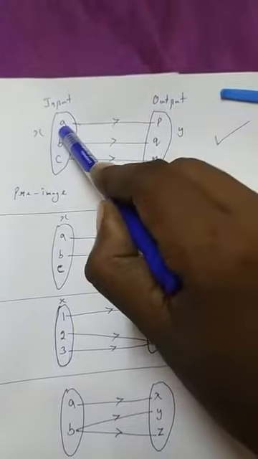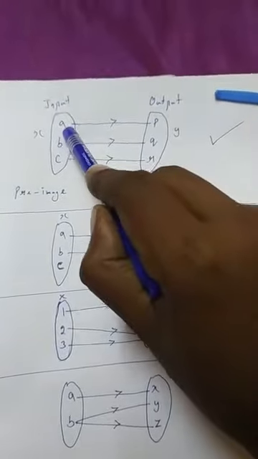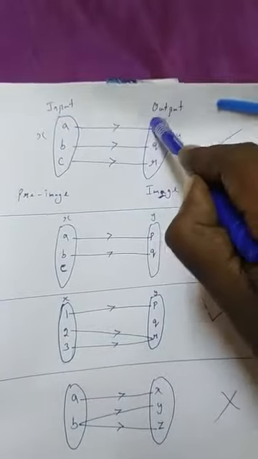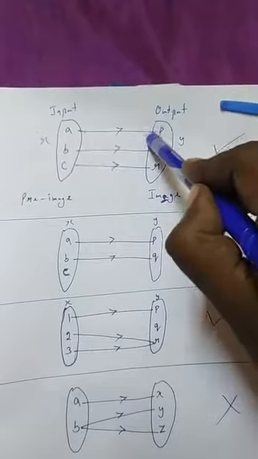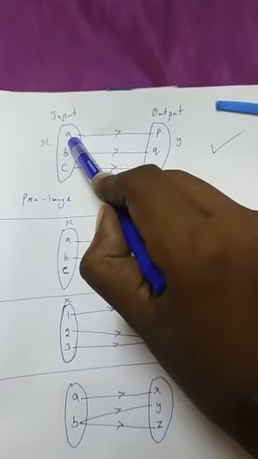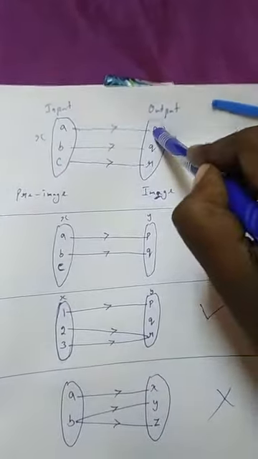So what is the image of A? Image of A is P. What is the output of this input A? Image of A is P. So these are called pre-images. What is the pre-image of P? It is A. So image of A is P, pre-image of P is A, vice versa, right? The output is called image and the input is called pre-image.